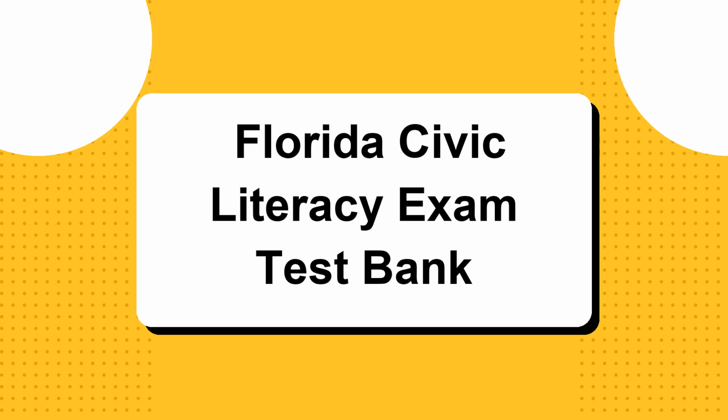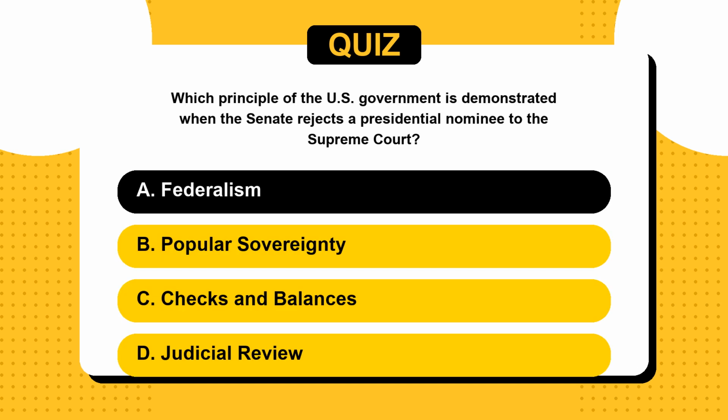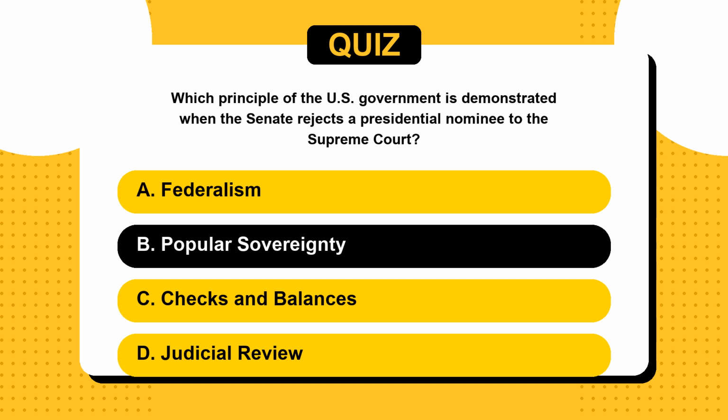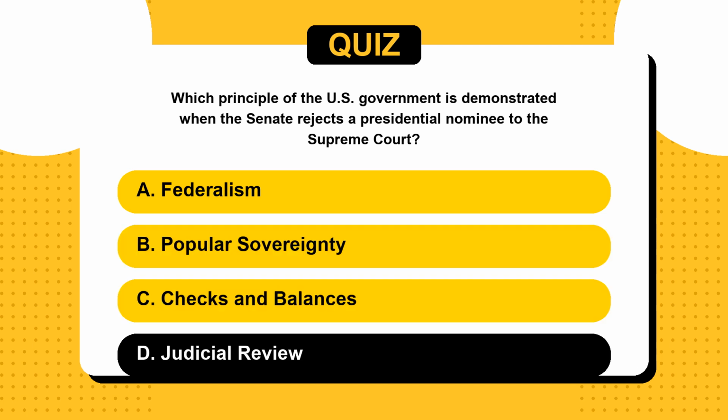Welcome to the quiz. Which principle of the U.S. government is demonstrated when the Senate rejects a presidential nominee to the Supreme Court? Is it A, federalism? Or B, popular sovereignty? C, checks and balances? Or D, judicial review?